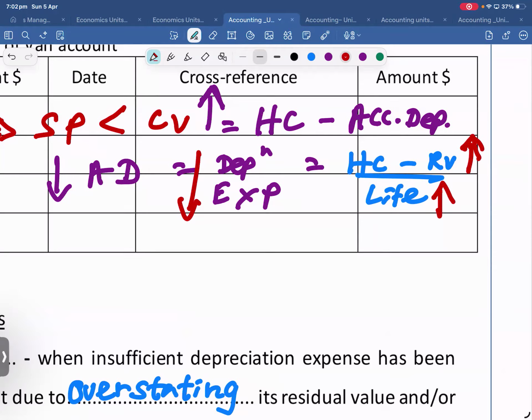Then for the profit, it's the opposite: over depreciated. Why? We have depreciated too much by understating the residual and life, so that our accumulated depreciation is higher, meaning carrying value is lower, so that we are making a profit.